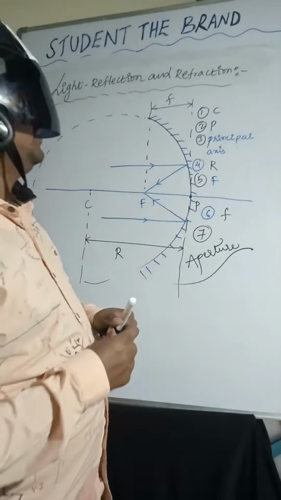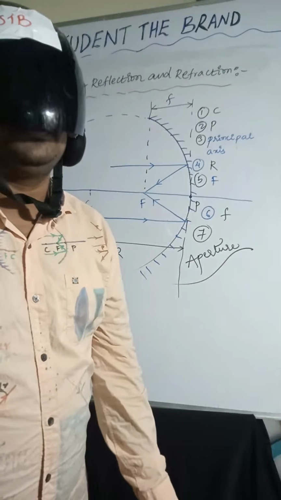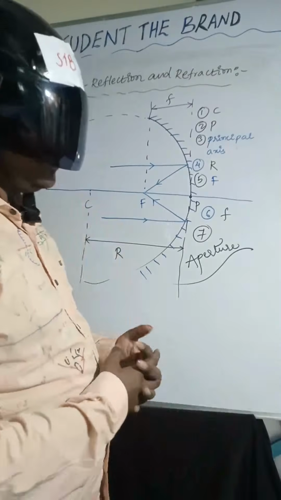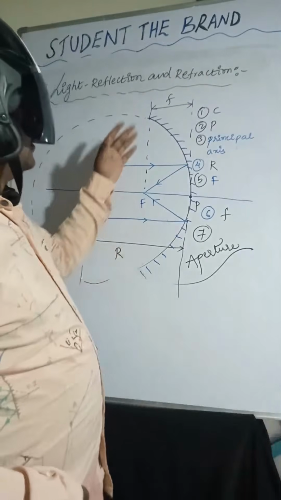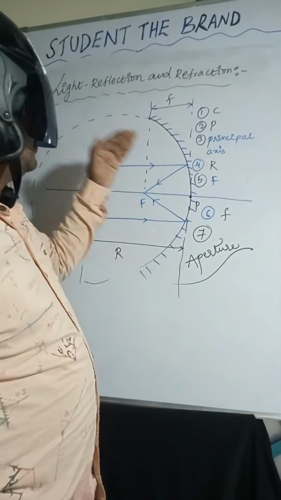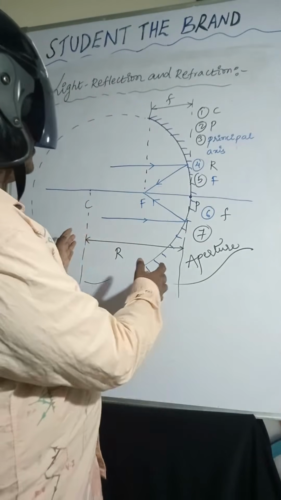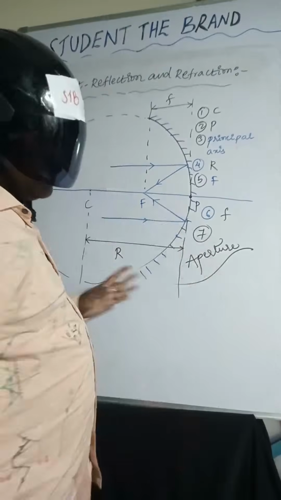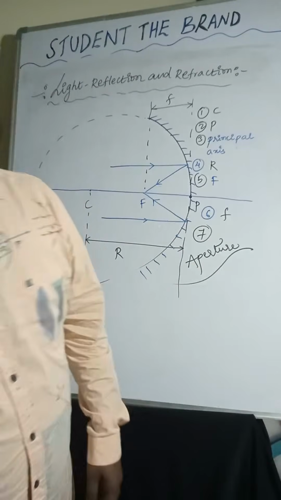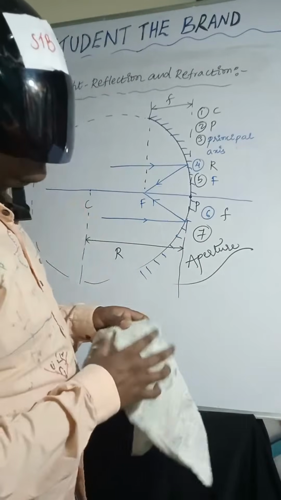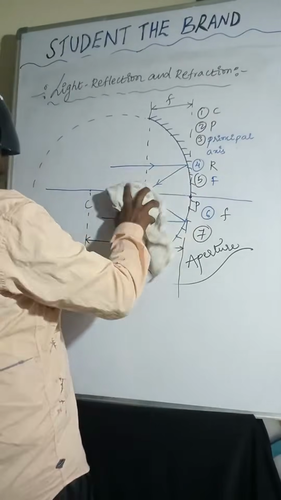So this is about terms related to spherical mirrors. Once again: center of curvature, pole, principal axis, focus, radius of curvature, focal length, aperture. That's enough. Next, we will discuss ray rules of concave mirror.